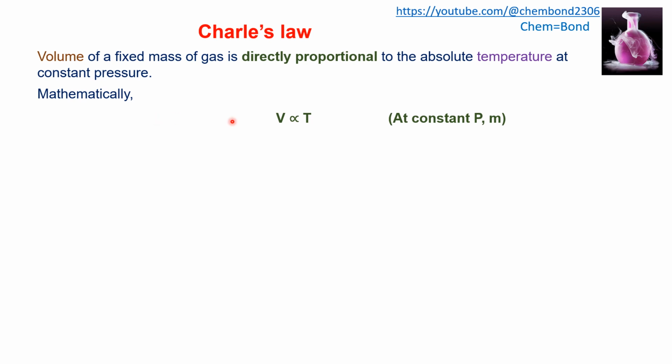Mathematically, volume is directly proportional to temperature at constant pressure P and a fixed mass of a gas. Now replace the sign of proportionality with some constant K: V is equal to KT, and we get K is equal to V over T.